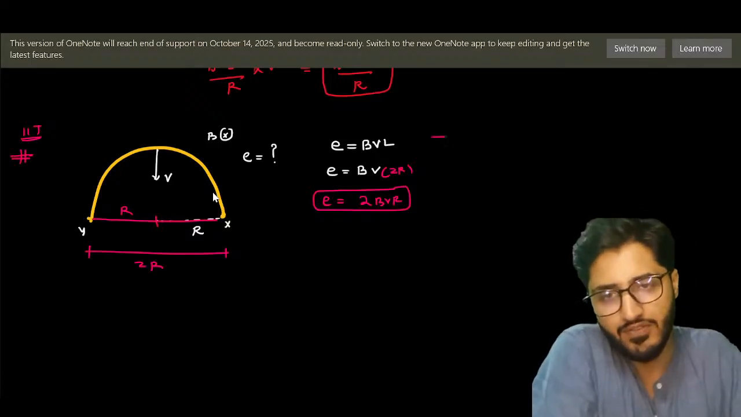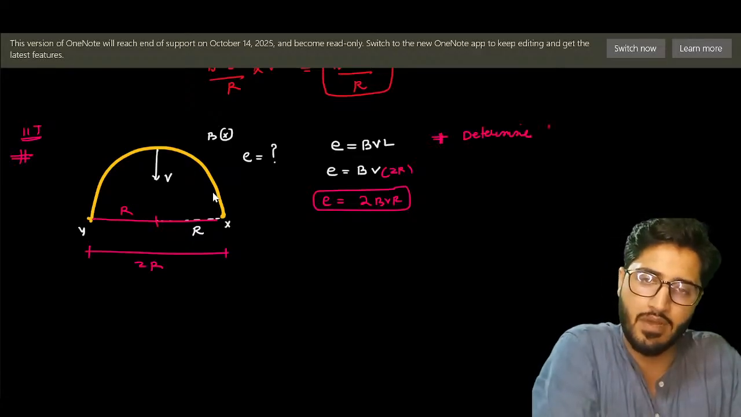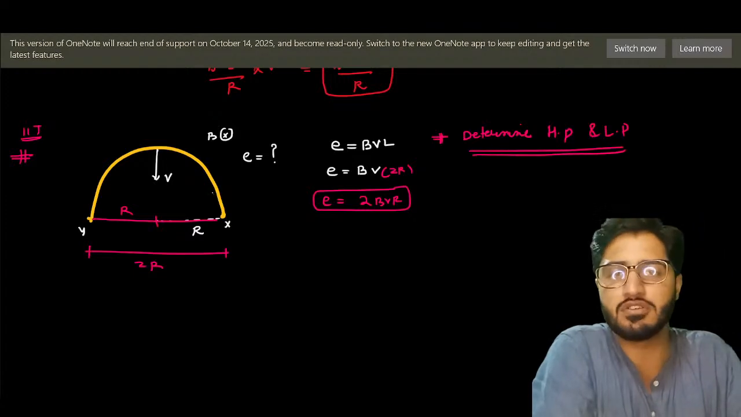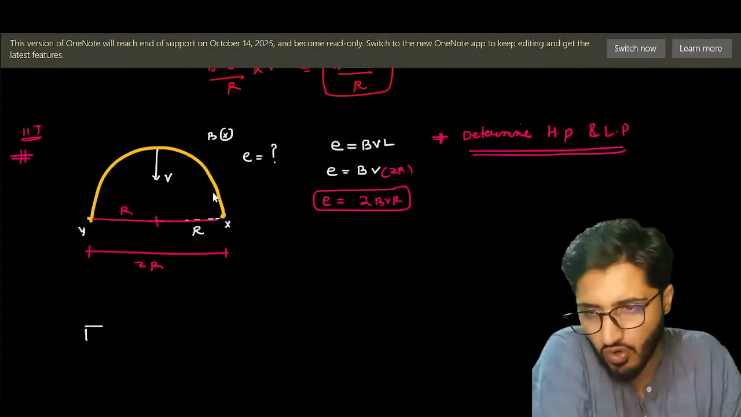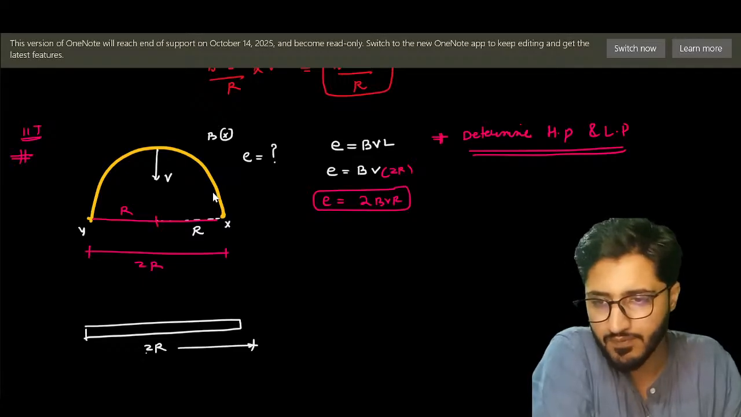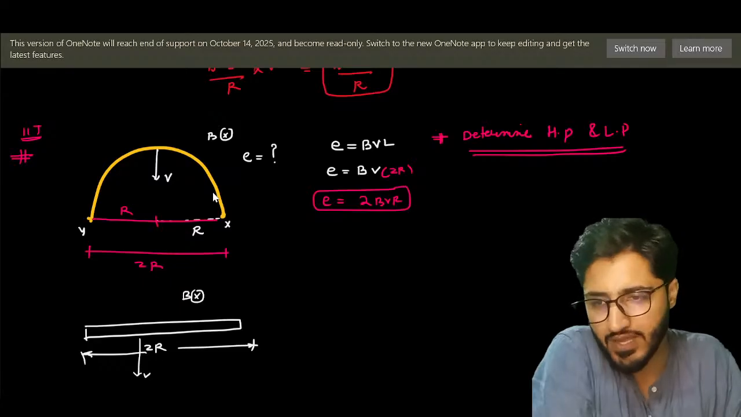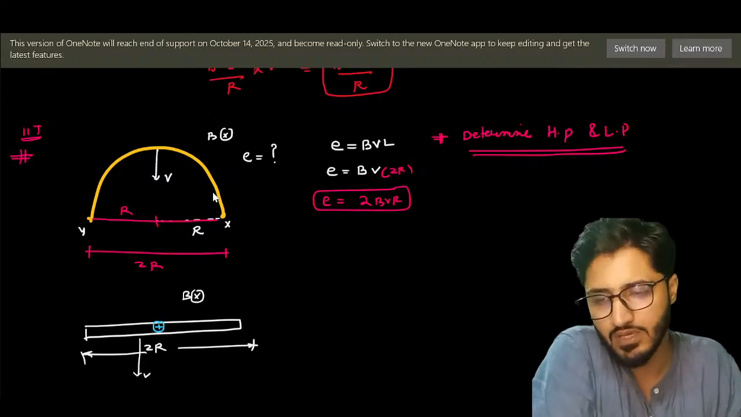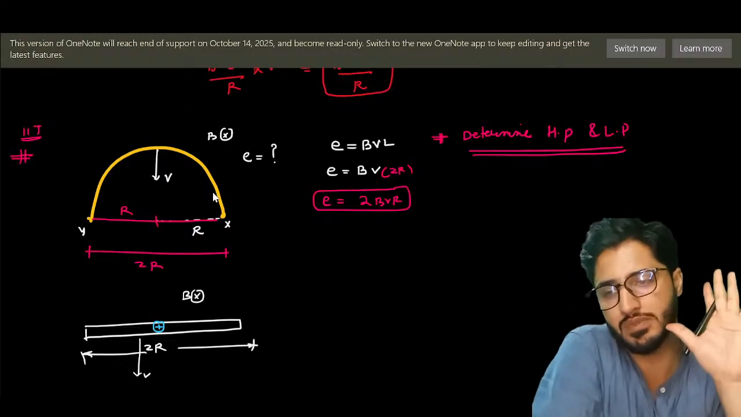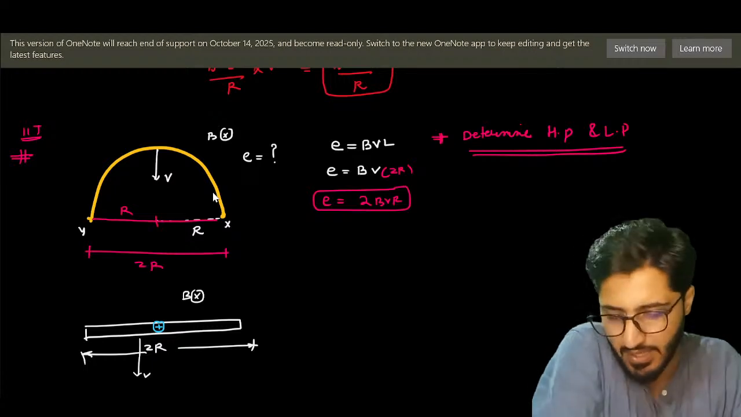Now, if somebody asks you in the numerical to determine the high potential and low potential, how to get high and low potential? Sir, I will make a rod like this. The length of this rod is 2R. Velocity is V, B is inside. To get the high potential, let us suppose we have a positive charge here. V cross B. V is downwards, B is inside. So where will my positive charge go?